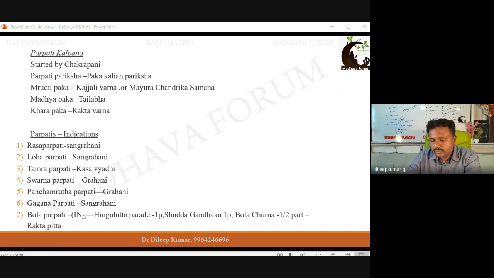So next, Bola Parpati. Bola Churna, 2 parts. Bharata Gandaka. So this medicine can be advised 150 to 500 gram. So the main indications are Rakta Atisara, Rakta Pitta, Rakta Pradara, Raktarsha.